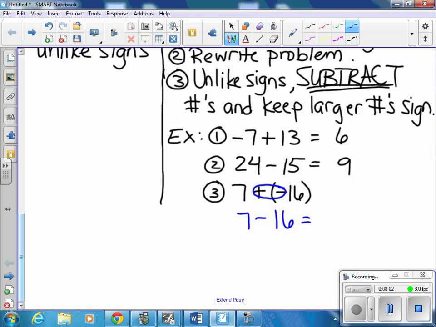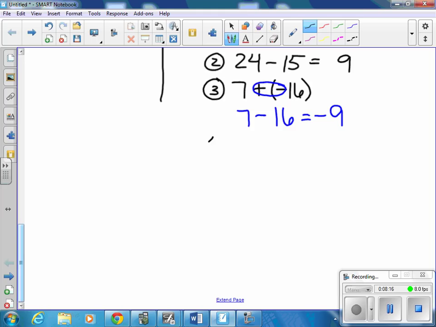16 take away 7 is 9. All right, but because 16 is the bigger of the 2 numbers, in front of the 16 is a negative sign. So that means my answer is -9. Okay, so you've got to see who's the biggest one and what kind of number they are to determine whether your answer is positive or negative.